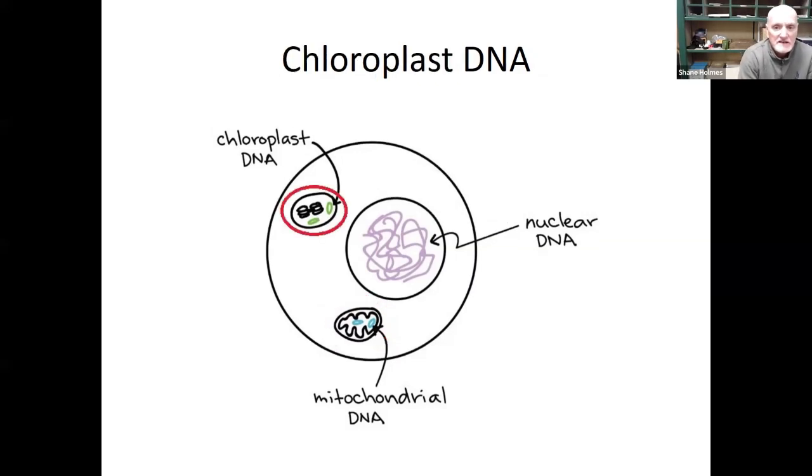Then we have chloroplast DNA, which is found in the chloroplasts of plant cells and certain algae. And it's different from the nuclear DNA. It usually comes from the mother, like the mitochondria, but in some species, it can be inherited from both of the parents. Like mitochondrial DNA, chloroplast DNA is found in many copies within the cells, making it more stable and less likely to break down compared to nuclear DNA.